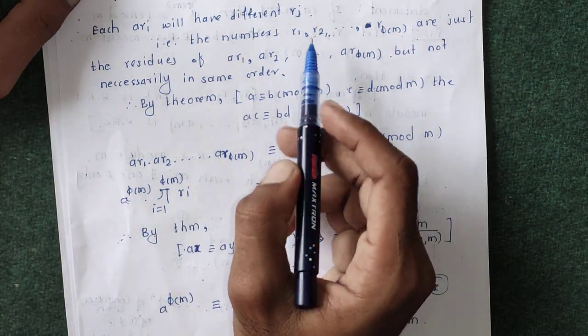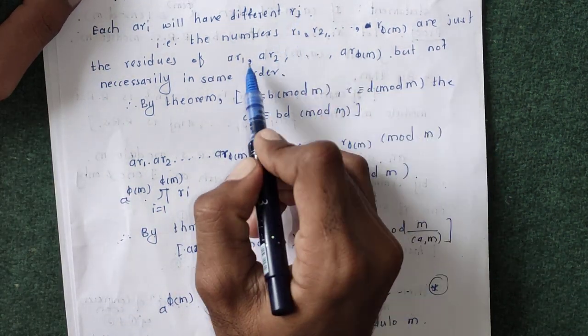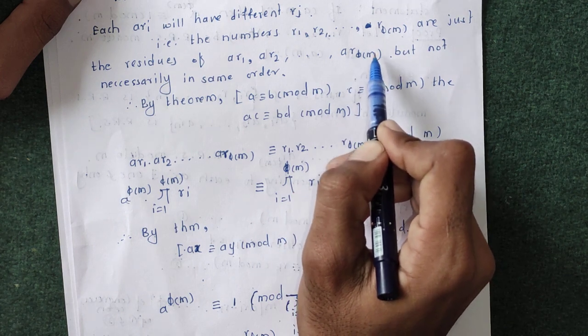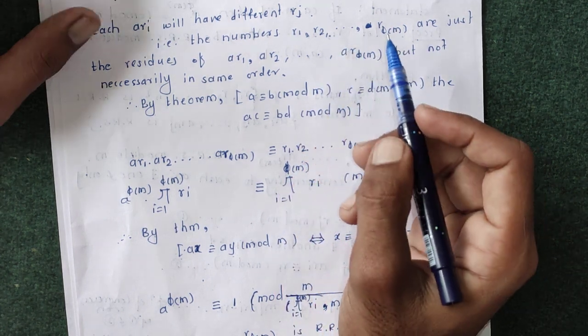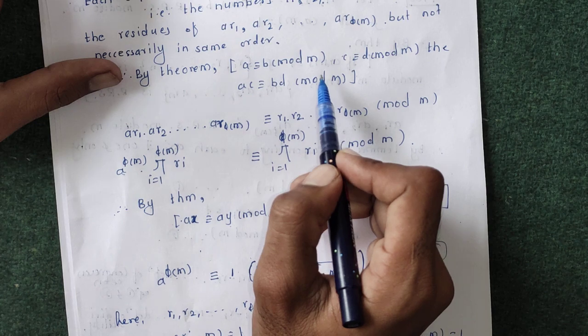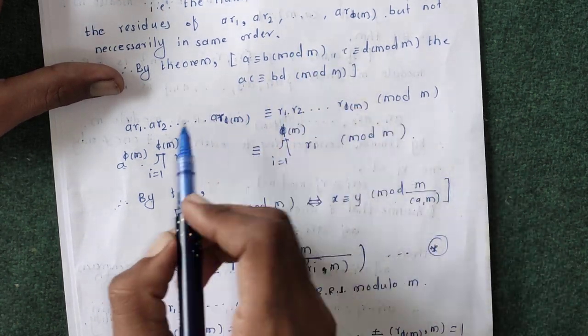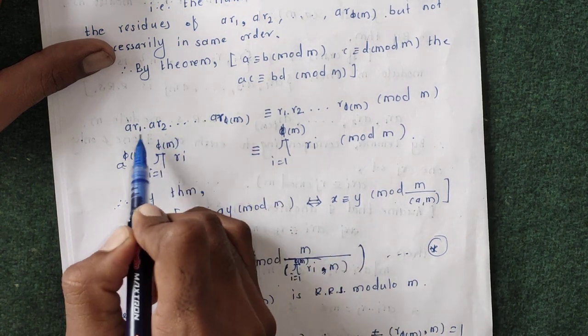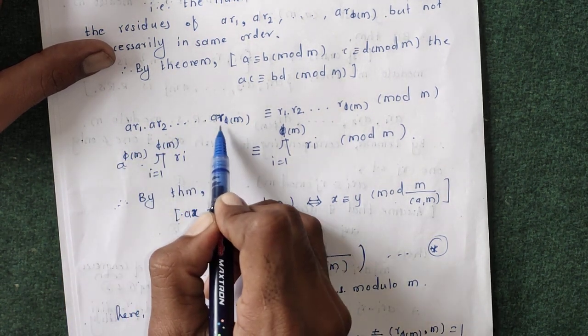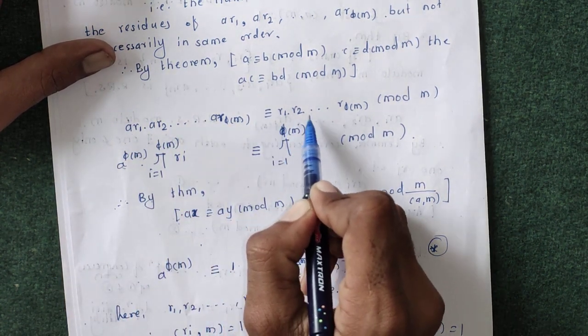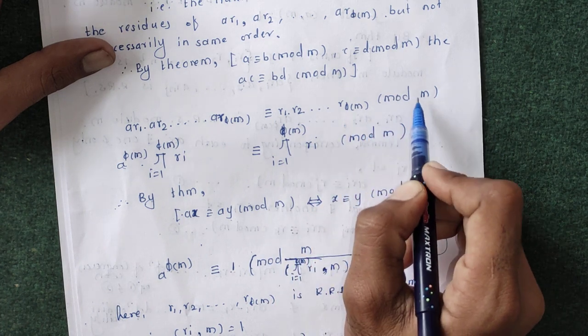So, for all these φ(m) congruences, we multiplied the congruences with each other, and by using the result that we can multiply congruences, we get this multiplication, that is, ar1 into ar2 up to ar φ(m) is congruent to r1 r2 up to r φ(m) under modulo m.